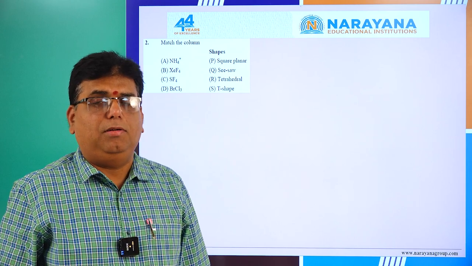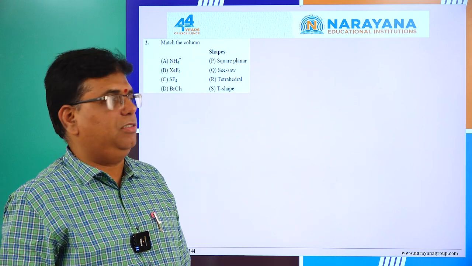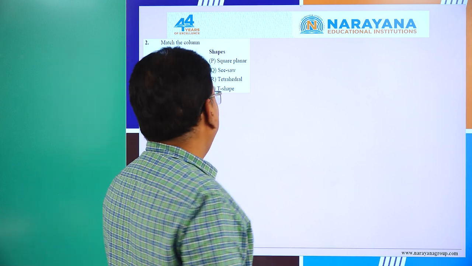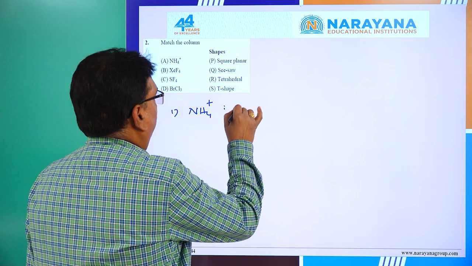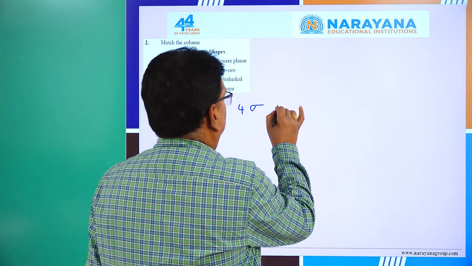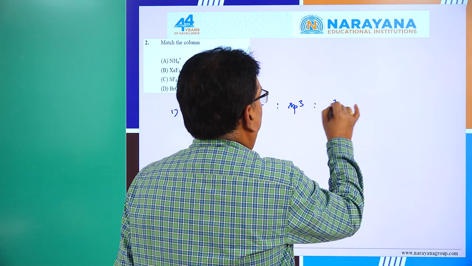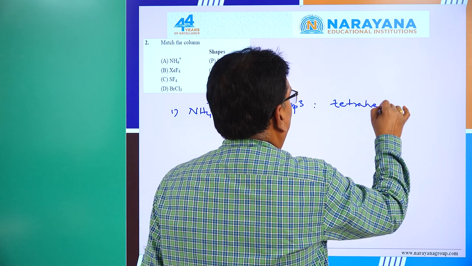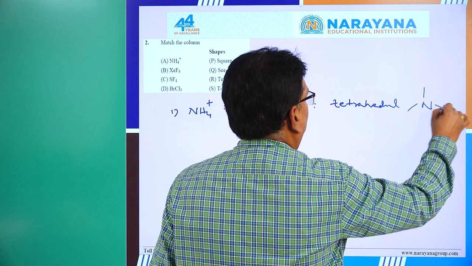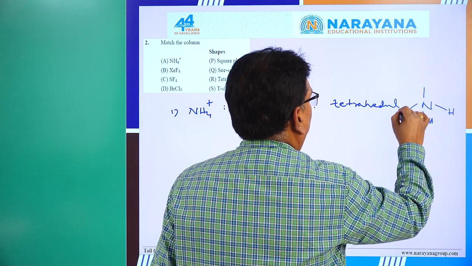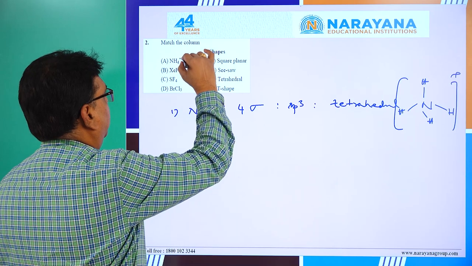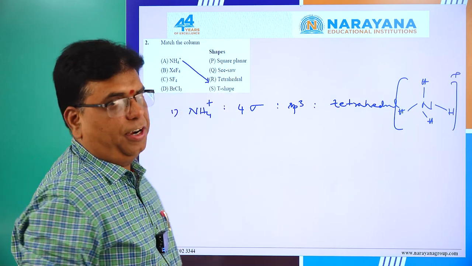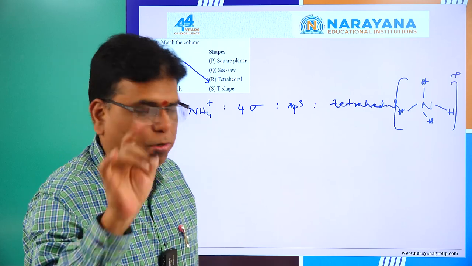Here this is from the chapter chemical bonding and molecular structure. It's based on the concept of hybridization, right? NH4 plus has 4 sigma bonds, no lone pairs. So hybridization should be sp3 and it should be tetrahedral. So NH4 plus is tetrahedral, sp3 hybridization, 4 sigma bonds, no lone pairs.